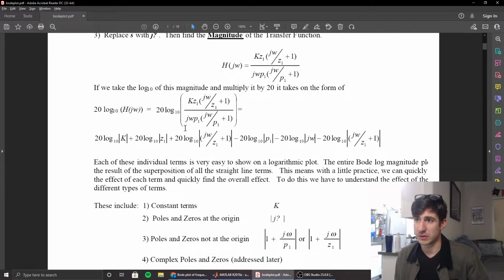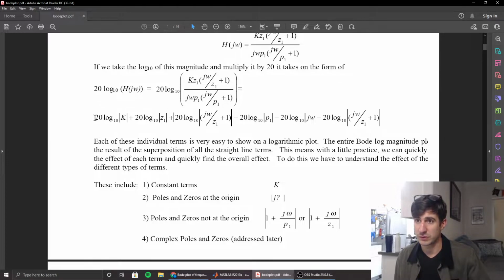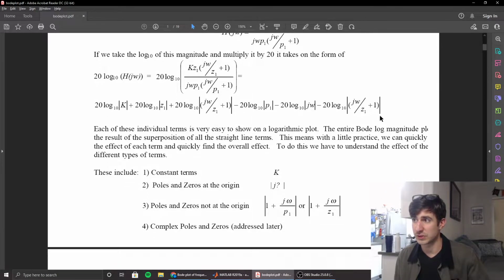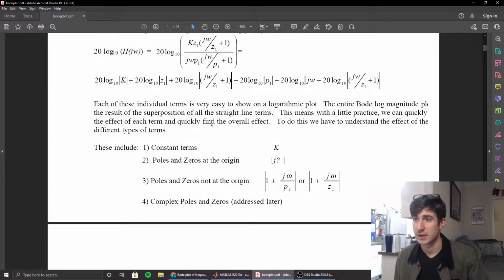So we can see the zeros give you positives as well as the constant. When you work out the math here using your logarithm rules, basically multiplication in the numerator becomes addition and division becomes subtraction. So you see this 20 log 10 at these particular points.